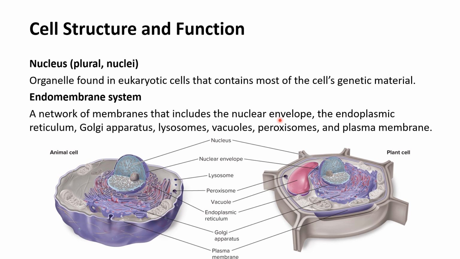But it doesn't just include the nuclear envelope. It includes the endoplasmic reticulum, the Golgi apparatus, as well as some other membrane-bound organelles that we're going to talk about. Notice too, it also includes the plasma membrane, which is the membrane that encloses the outside of the cell. We have a whole special lecture that's going to go over the function of the plasma membrane and its importance, and also its detailed structure.